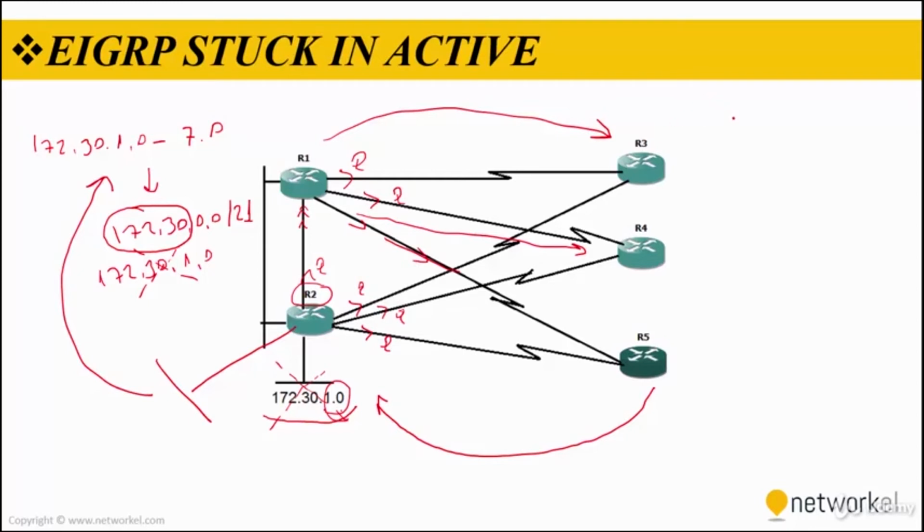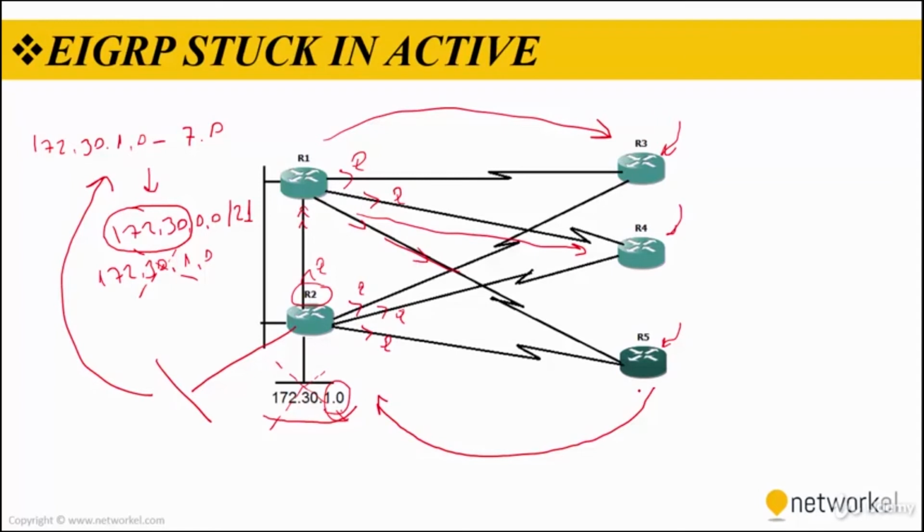And the second method is EIGRP STUB, using EIGRP STUB. STUB networks means the network that is going to nowhere, like router 3, like router 4, like router 5. They have no other connection, as you can see. If we configure router 3, router 4 and router 5 as STUB, router 3, router 4 and router 5 say that I am STUB to router 2 when neighborship is being established.